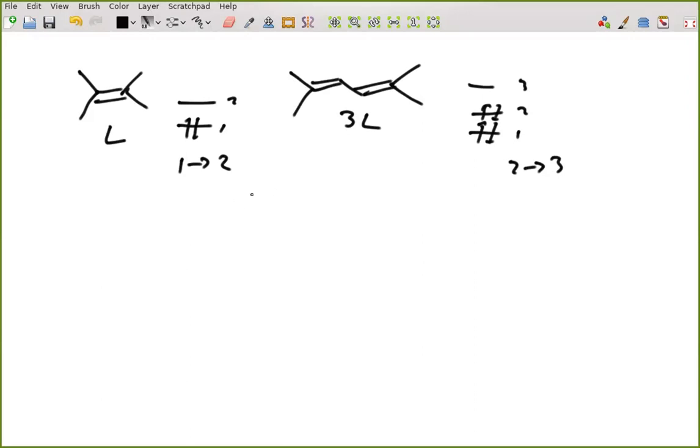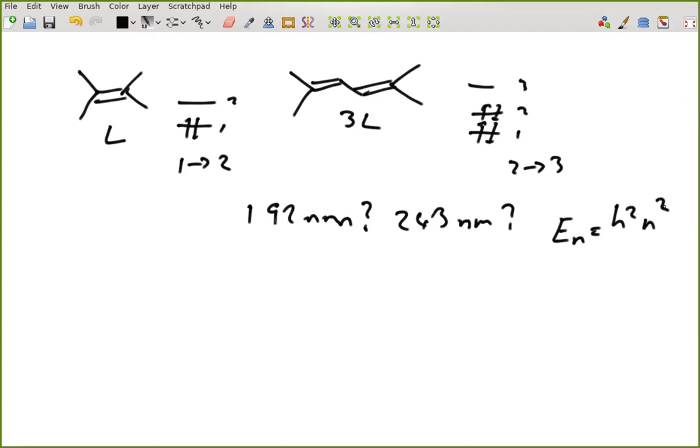And the question then is, which one is going to absorb at 192 and which one is going to absorb at 243 nanometers? So the question is which is going to absorb at which. And all we need to be able to solve this is we need to know that En is equal to n squared h squared over 8mL squared.